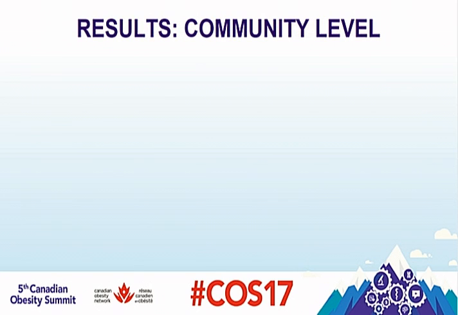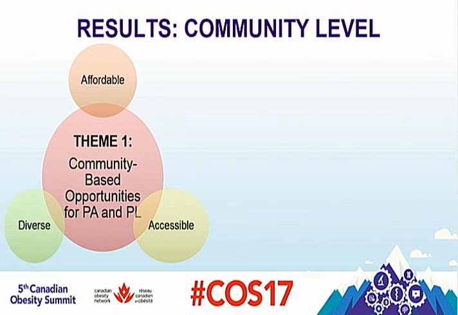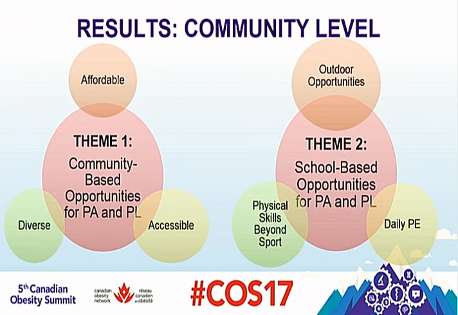The next set of results relates to the needs that parents identified at a community level in order to improve physical literacy in their children. The first theme was community-based opportunities. The second was school-based opportunities for physical activity and physical literacy. As you can see here, there are various sub-themes that also emerge, and I'll talk about those now.